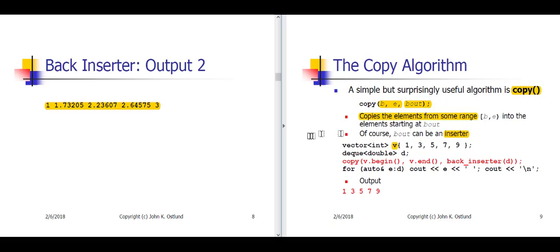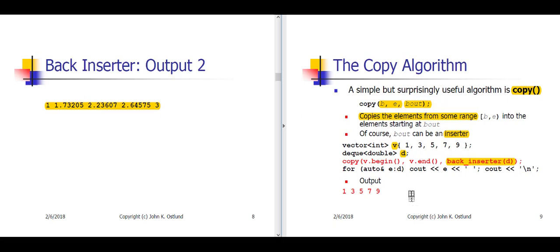Here we're setting up a vector of int V containing 13579 and an empty deck of double D, and I'm copying from the vector into the deck of doubles D by using a back inserter. Now notice that a type conversion does occur here. D is a deck of double in this case, whereas V is a vector of int. But this is fine because when you use push back of an int into a container that's expecting a double, the conversion from int to double will simply happen automatically.